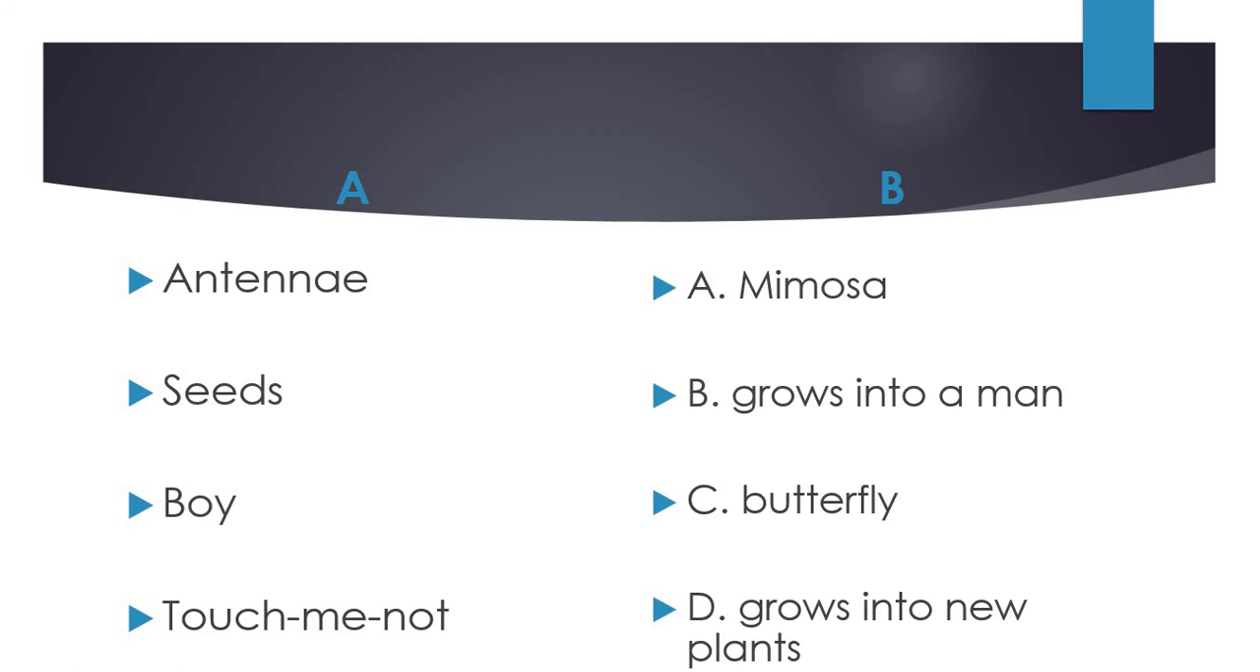Now if you are able to match it, for now you can do one thing. If suppose you think that antenna matches with mimosa, you can write beside antenna option A in the bracket, just as a trial in this work. Please don't write column B.